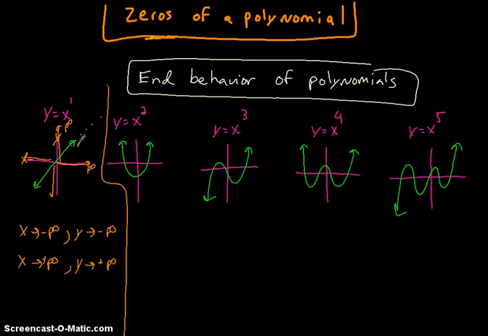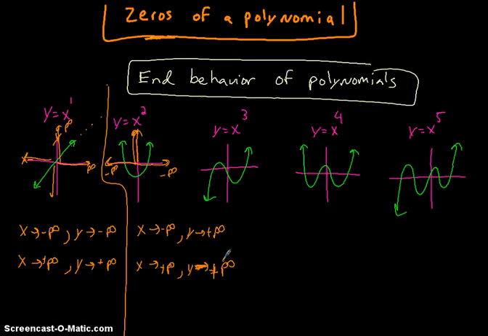So if we look at this, as x goes to the left towards negative infinity, the function shoots upward. So x approaches negative infinity, y approaches positive infinity. And as x goes to the right towards positive infinity, y still goes up. So as x approaches positive infinity, y also approaches positive infinity. The arrow means approaches. Oh, that is so ugly.